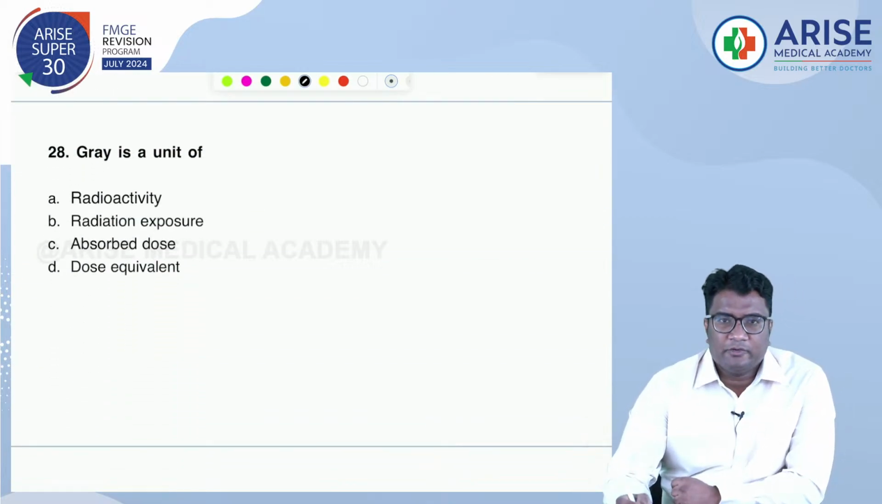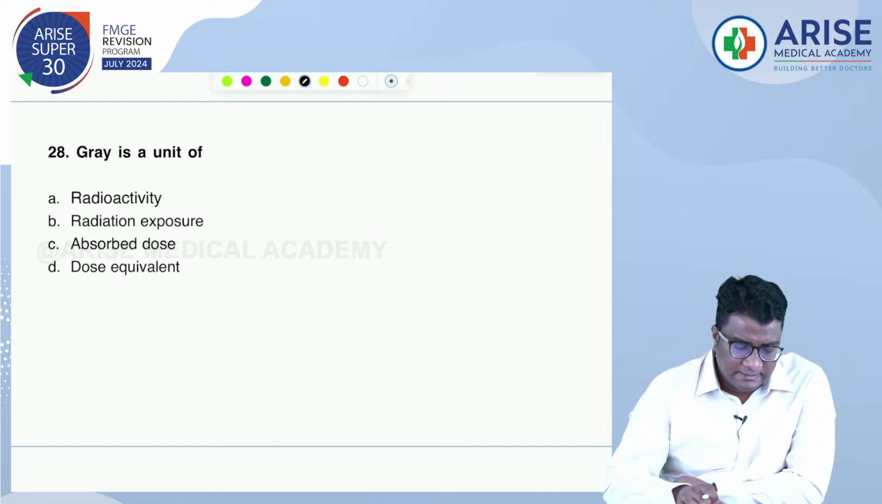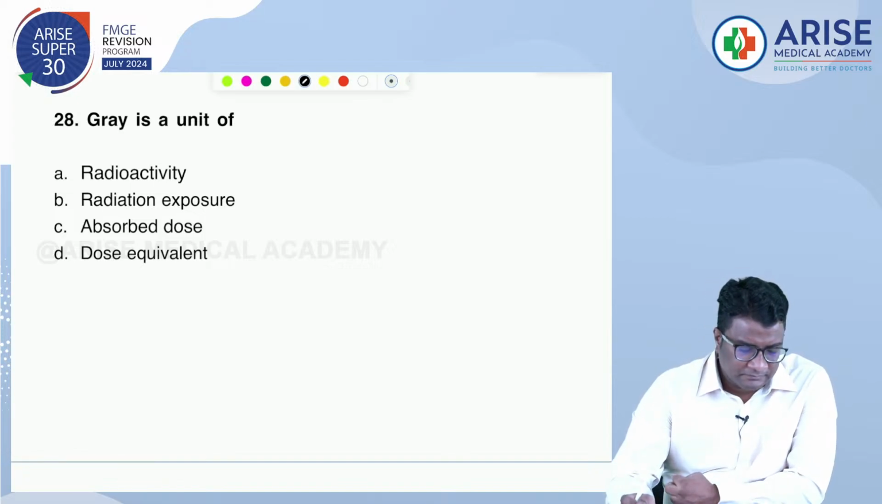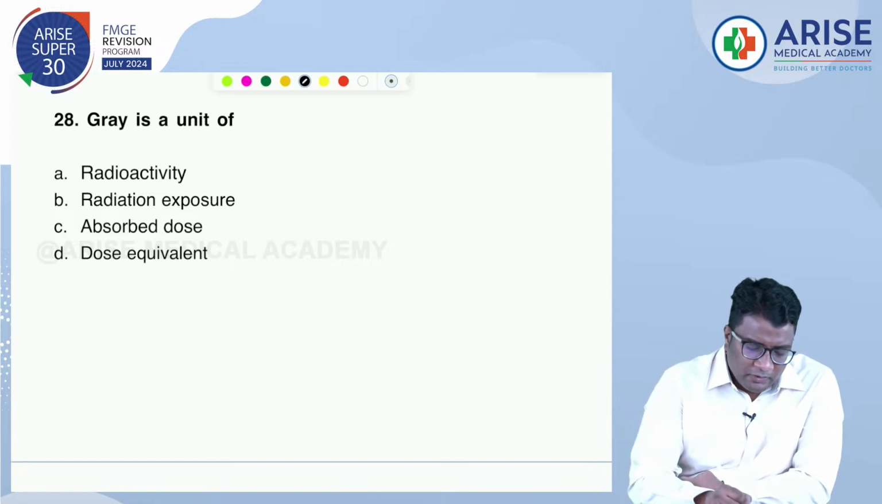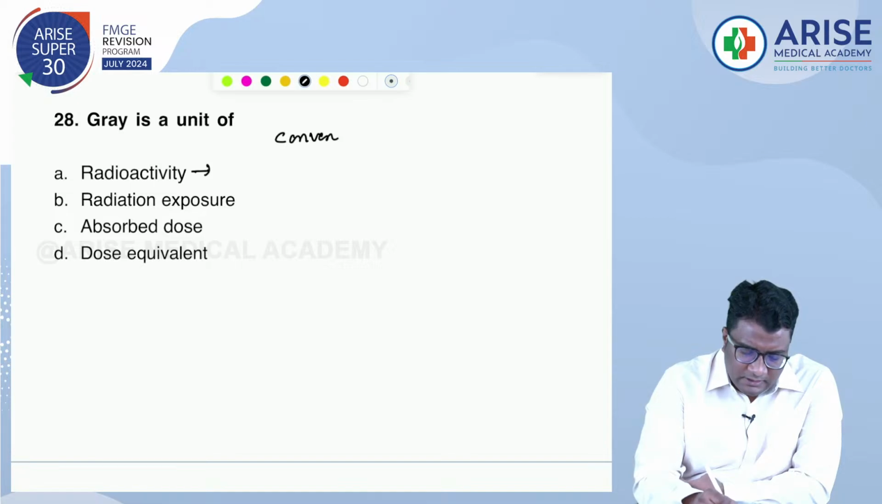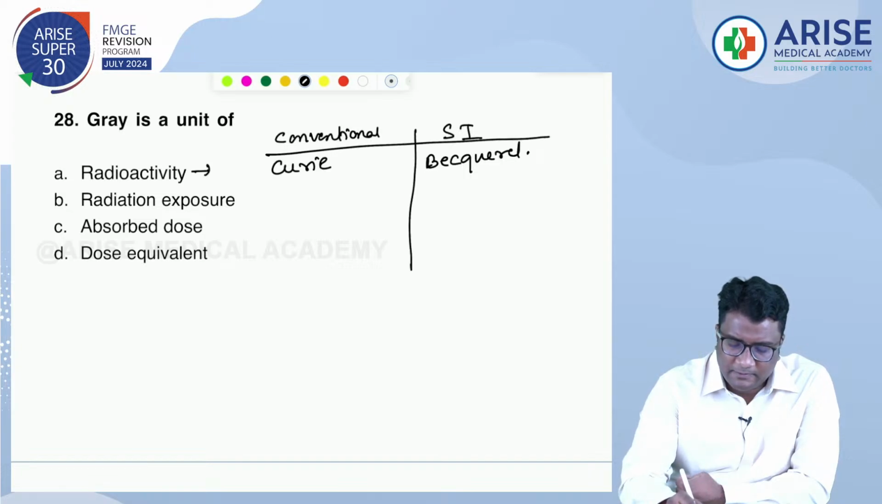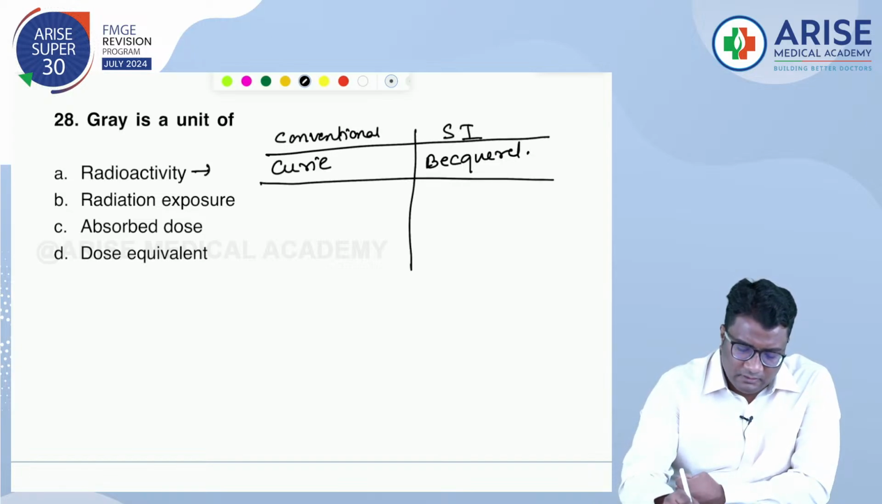What is Gray a unit of? Let's look at the next one. Gray is a unit of radioactivity, radiation exposure, absorbed dose, or dose equivalent. Remember, what are the units of radioactivity? We have conventional units and SI units. The conventional unit of radioactivity is Curie. Madame Curie worked on radioactivity. And the SI unit is Becquerel. Henry Becquerel is the father of radioactivity, right?